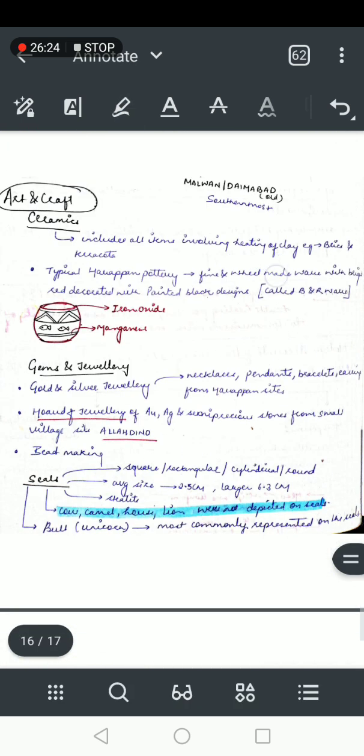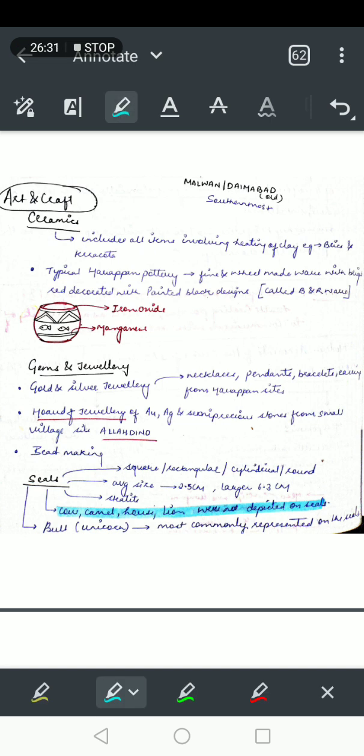Now we are going to do art and craft. First is ceramics. Ceramics are those objects or artifacts which are made by heating clay, for example bricks and terracotta figurines. So this is basically ceramics.